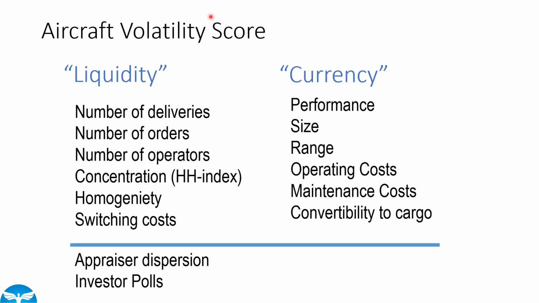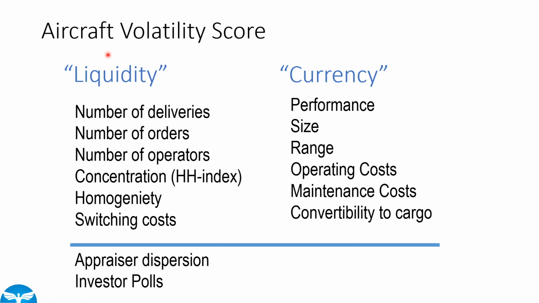So what drives this volatility? We saw that narrow bodies seem to be a little bit easier to predict the values of than wide bodies. And to determine the volatility of aircraft, you could give the aircraft a score, just like you give airlines a rating. There are many different ways to do it, but you could have a scoring system, and in the scoring system, I think you should have basically two basic properties.